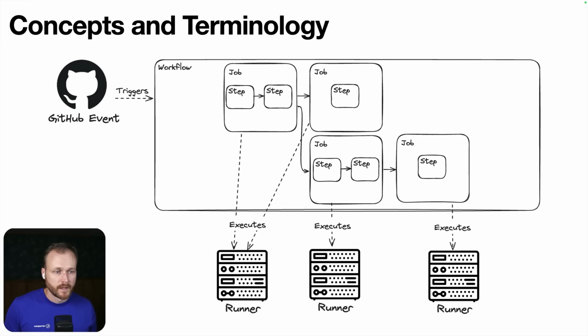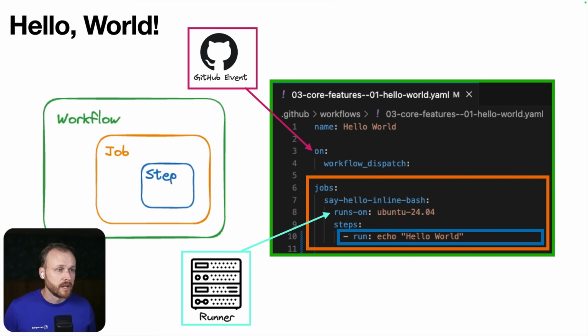And finally, the runner is the actual server environment that is going to execute those jobs. So between steps, you're in the same compute environment. Across jobs, you're in a different compute environment. So you need to think about that in terms of passing data or sharing environment variables or state between these different elements. Here's essentially the most simple workflow you can author.